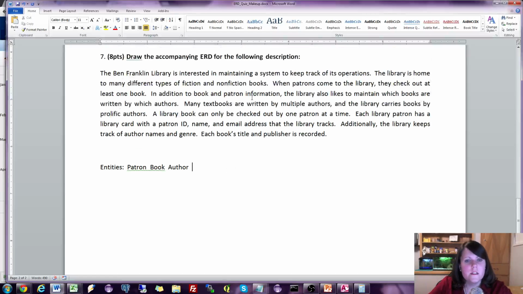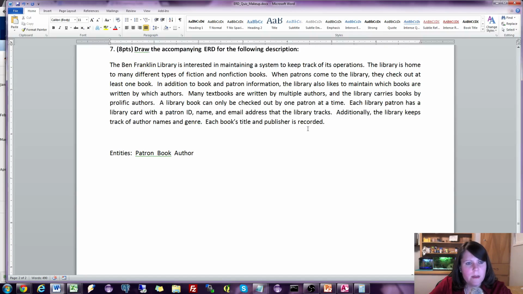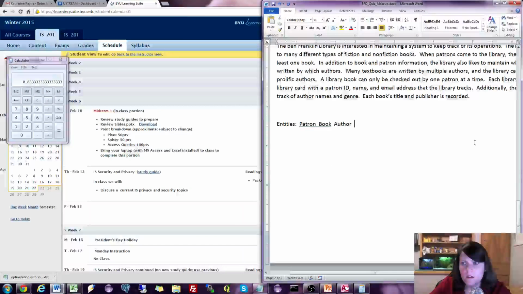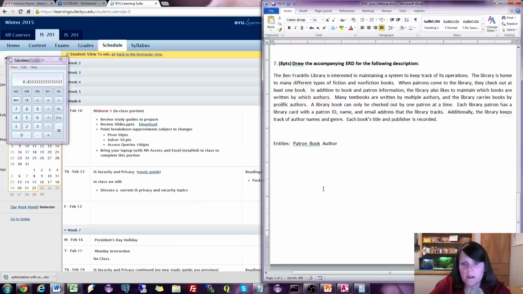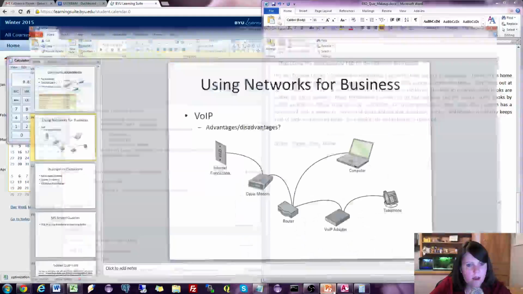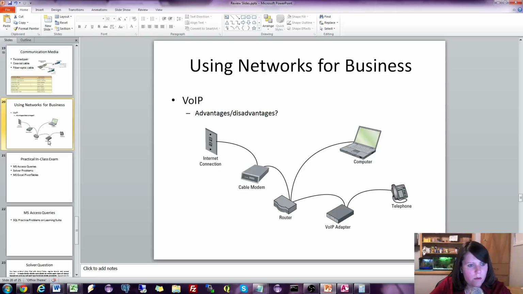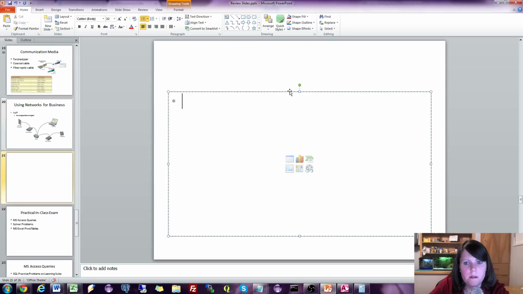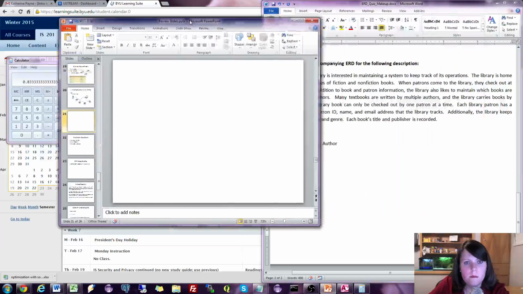Okay, so let me try and see if I can still maintain this up here and draw at the same time. I think what I might do is just pull this to the side and pull up PowerPoint and then try to pull it over. Okay.